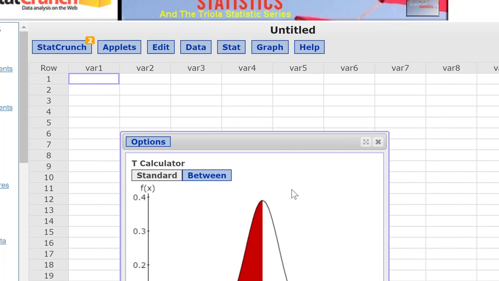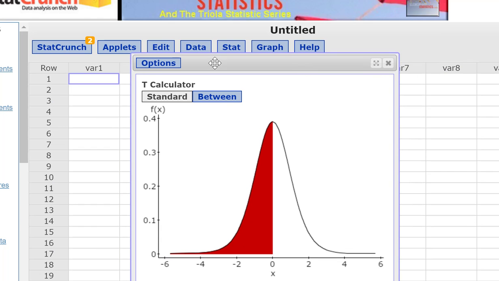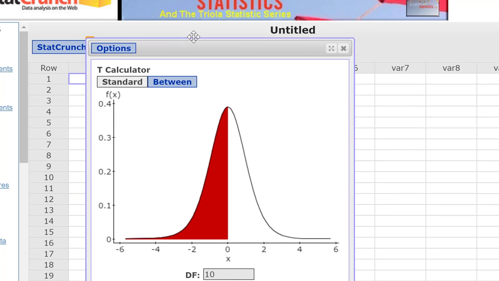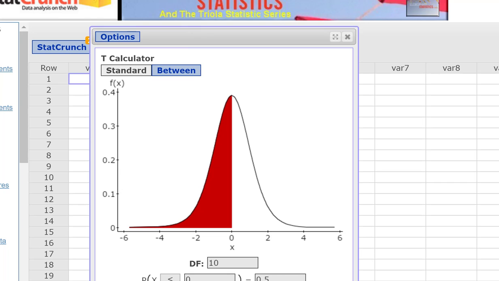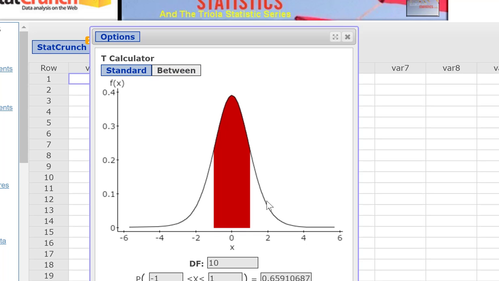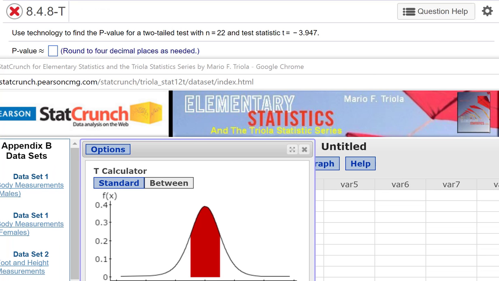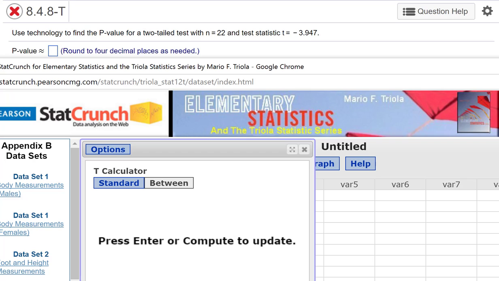And there are a couple different ways to do this. We could do the standard, find it less than that value and greater of a positive of that value, and then add those together, or we can check the between button. Let's do that one. Okay, first, if n is 22, then df is 1 less than that, right? df is n minus 1, so 21.